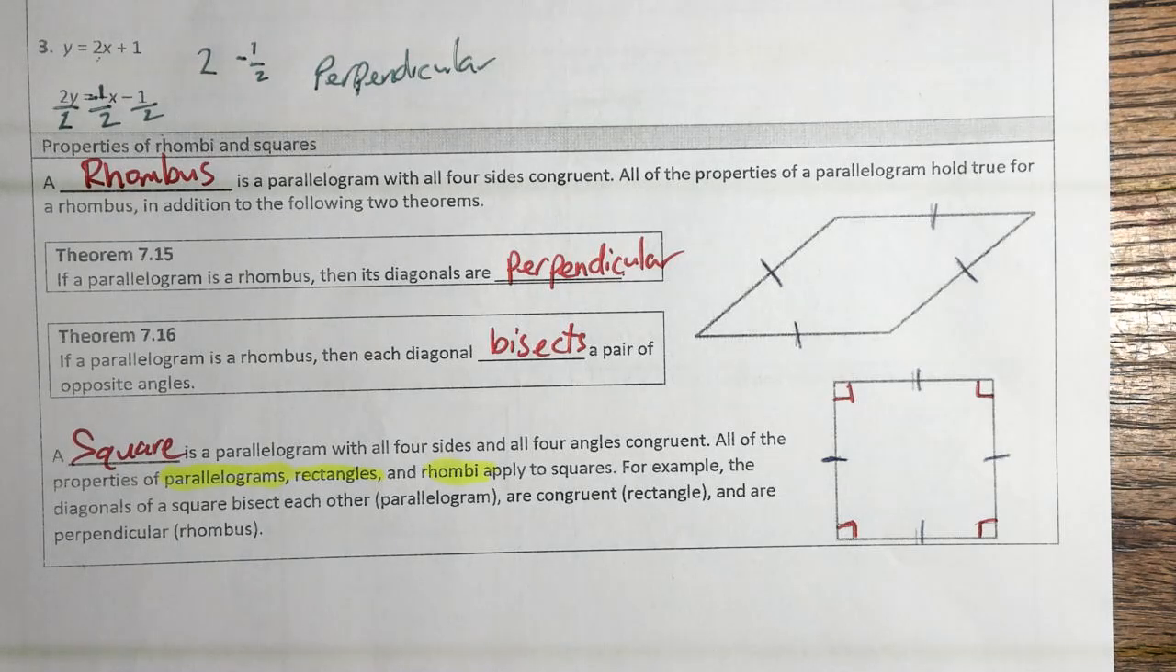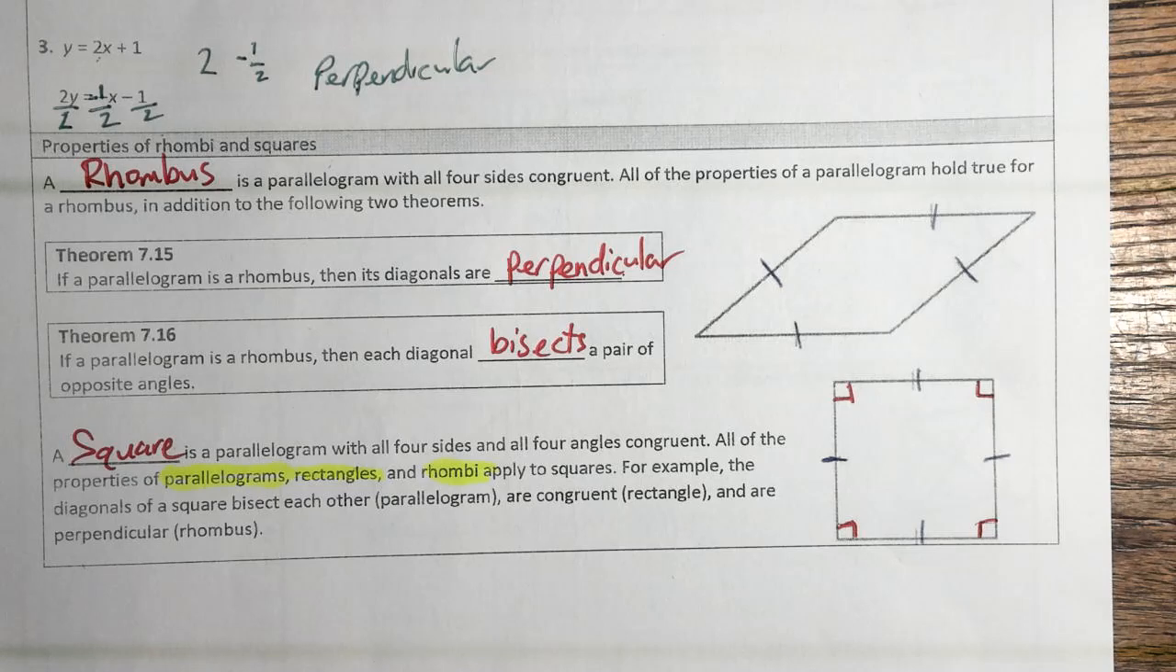Theorem 7.15 says if a parallelogram is a rhombus, then its diagonals are perpendicular. Remember, for the rectangle, the diagonals were congruent and they also bisected. Here, these guys are perpendicular, so the diagonals make a 90-degree angle.